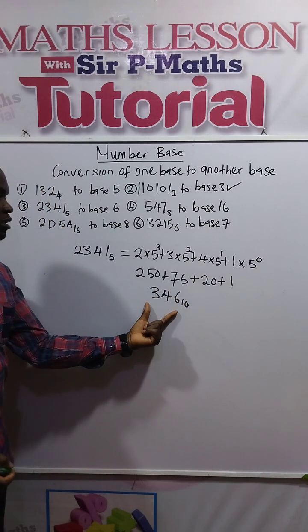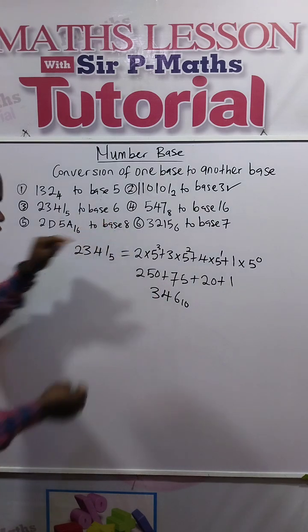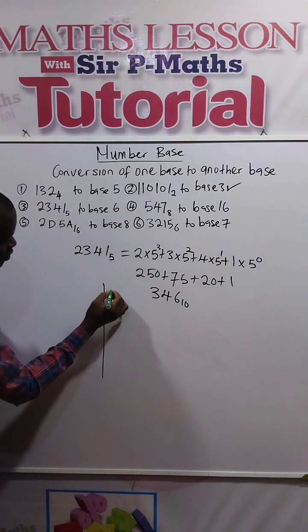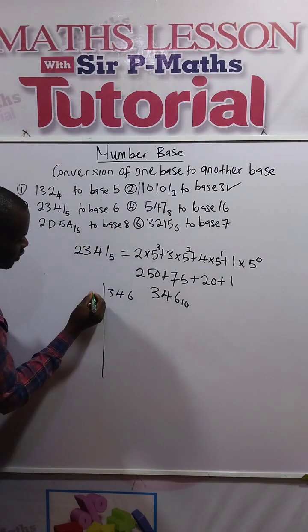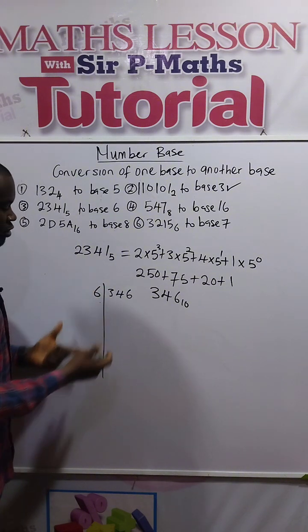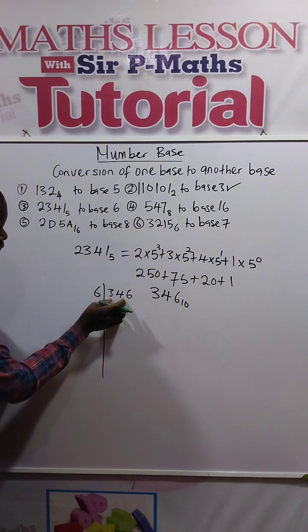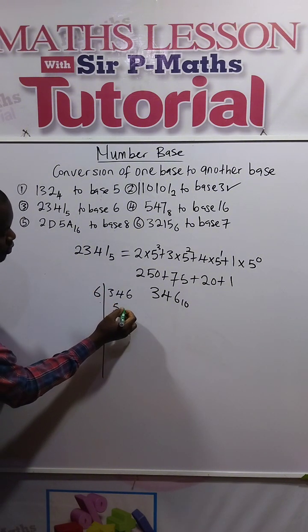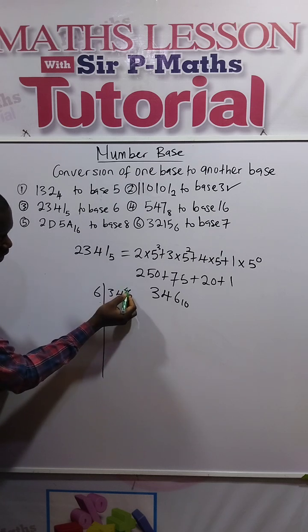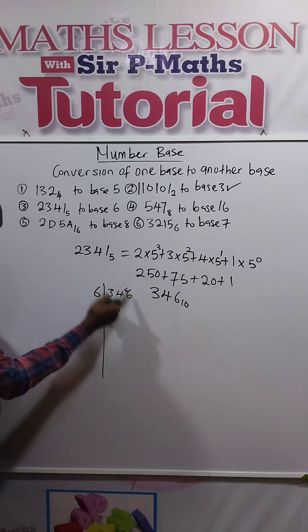So let's convert the base 10 number down to base 6. So we'll be having 346 divided by 6. So let's divide. 6 divided 34 should give us 5, remainder 4. I'll put the 4 behind 6. So what we have is 46.